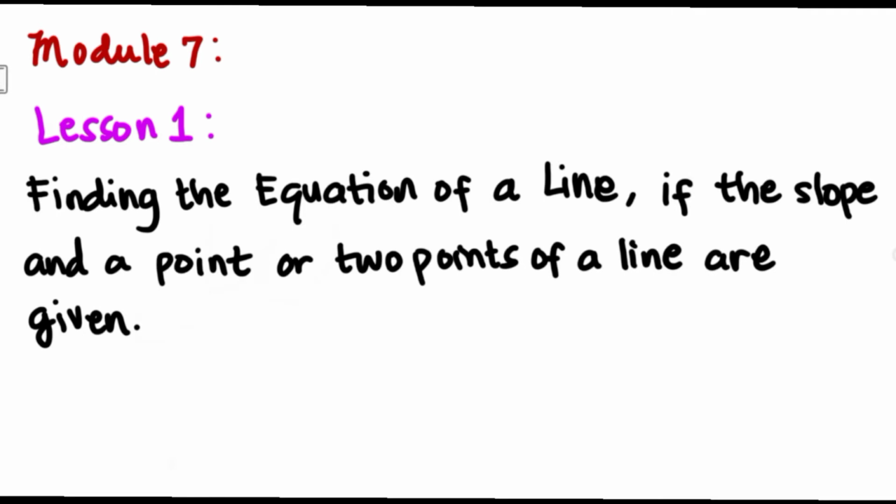So, dito tayo sa ating lesson number 1 sa module 7. Finding the equation of a line if the slope and a point or 2 points of a line are given. So, yung una muna is kung given yung slope at saka isang point. And then yung susunod naman is 2 points naman ang given sa isang line. So, yun po i-discuss natin sa lesson 1.